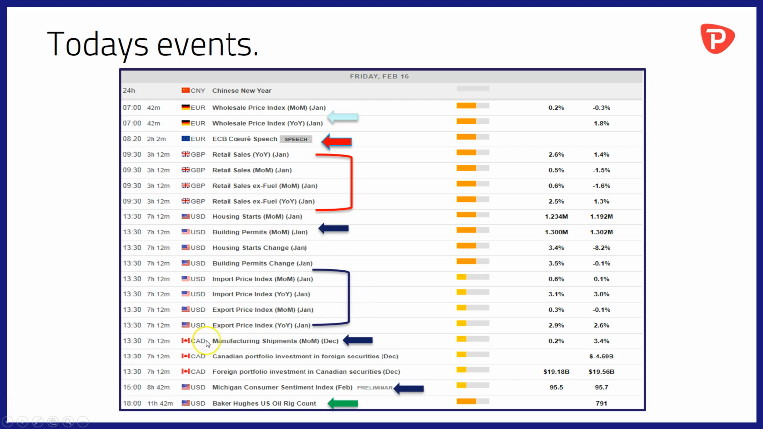We'll have Canadian manufacturing shipments as well, and of course all of these items give us a feel for the state of play in the underlying economies. And then at 1500, the widely followed Michigan Consumer Sentiment Index for February out of the USA, and at 1800 I should say, the Baker Hughes US oil rig count. You'll remember that of course was higher last week as US crude production bumped up, and it'll be interesting to see how that figure compares to the 791 active rigs we saw last week.